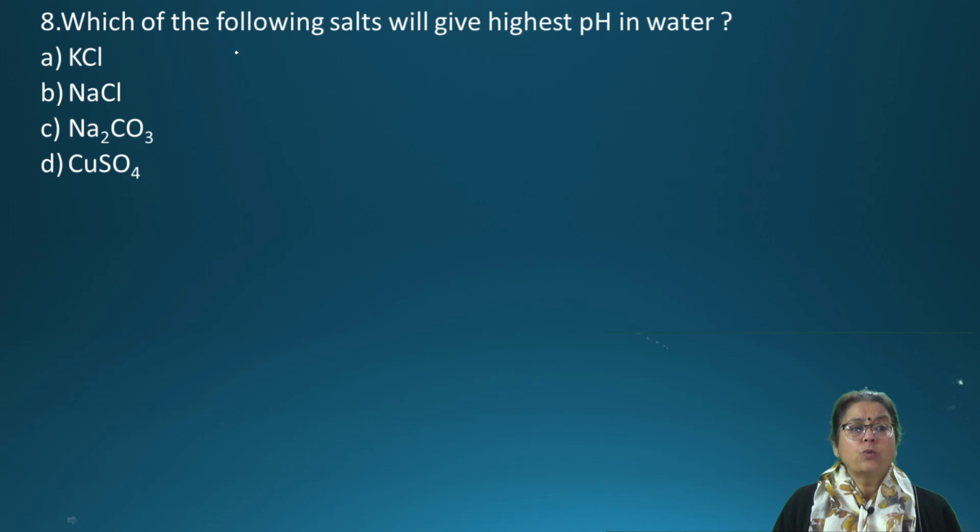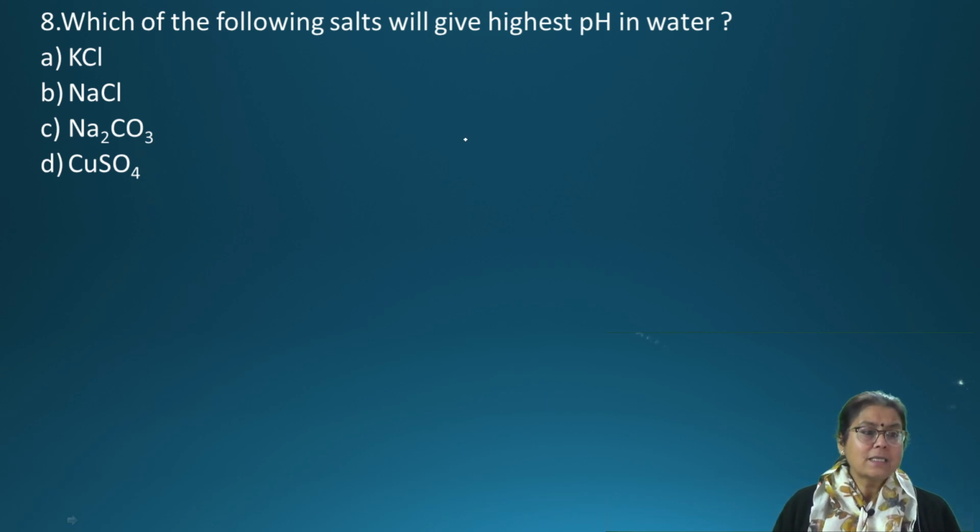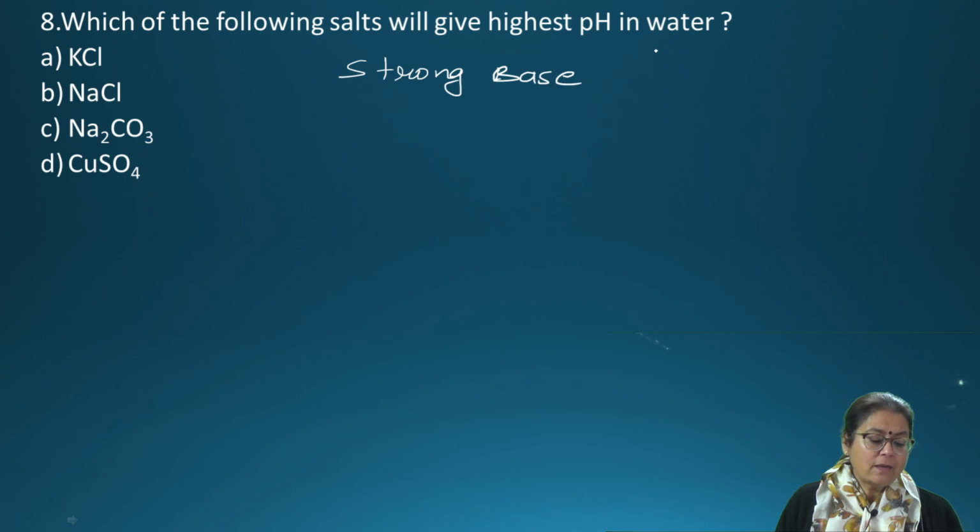Question number 8. Which of the following salts give highest pH in water? So highest pH का मतलब क्या हुआ? It should be a base. It should be a combination of a strong base and weak acid.